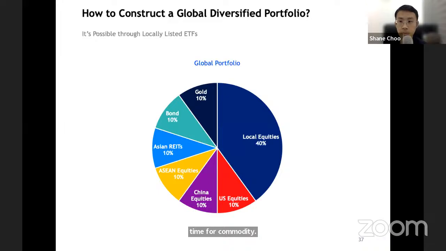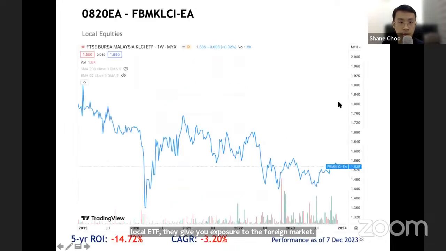But you don't want to leave the Malaysian market. Why? Because of estate planning, and you don't want to exchange foreign currency and deal with the spread and so on. So you use local ETFs that give you exposure to the foreign market. Yes, it is possible. All right.